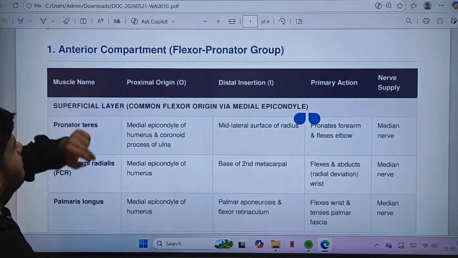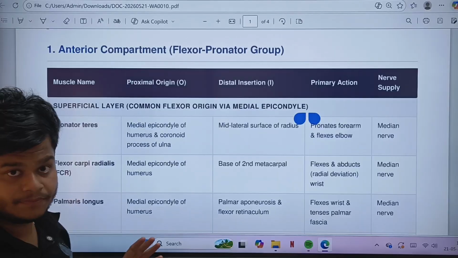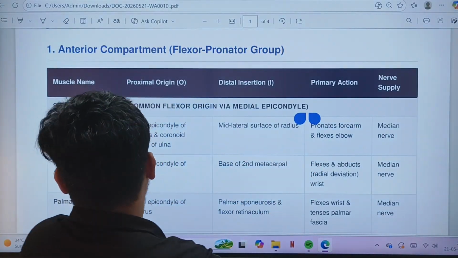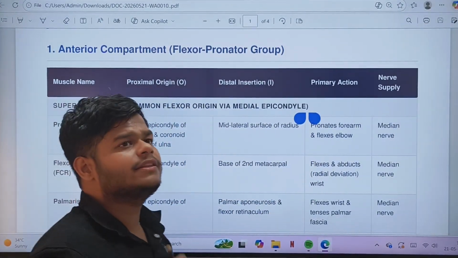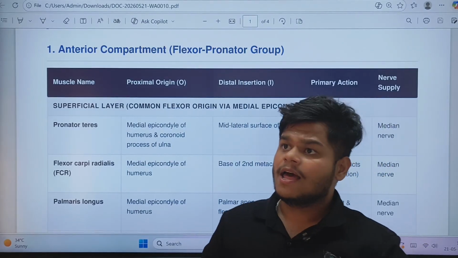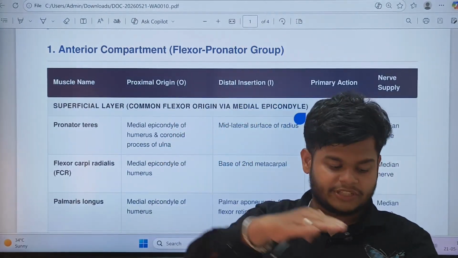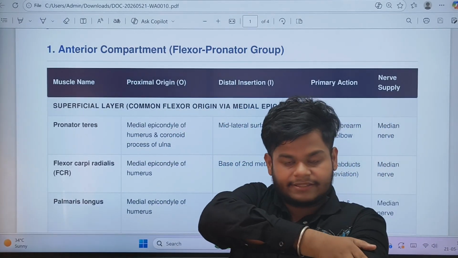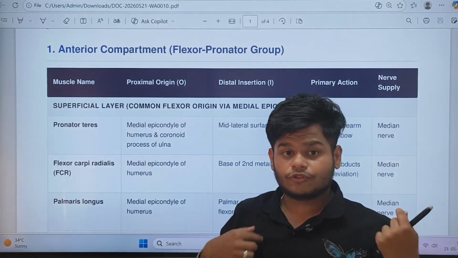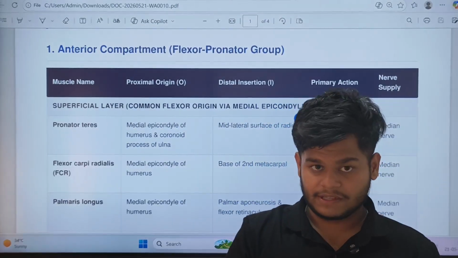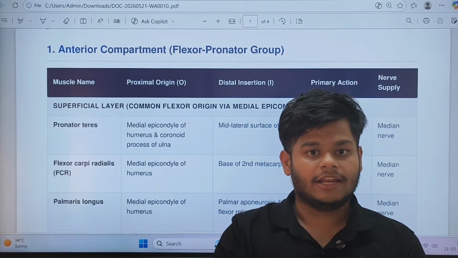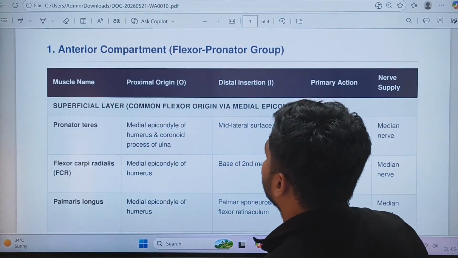The anterior compartment, which is also called the flexor or pronator group, has basically three levels at which we identify these muscles. First we will see the superficial muscles. I will also show you the action of these muscles in the next reel, on YouTube Shorts.